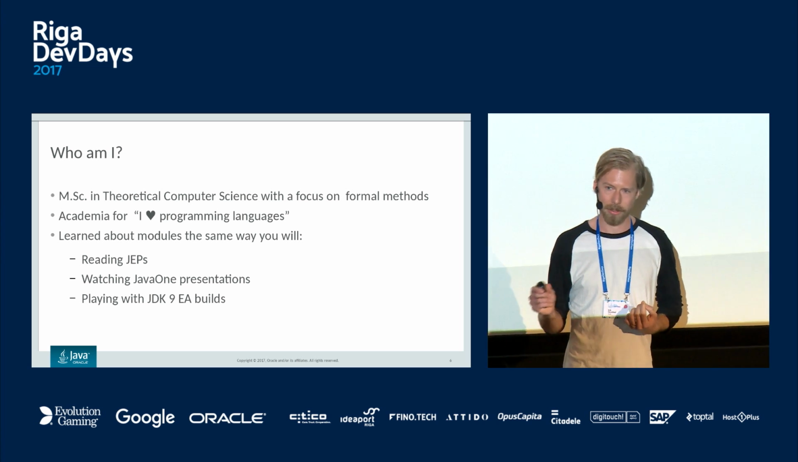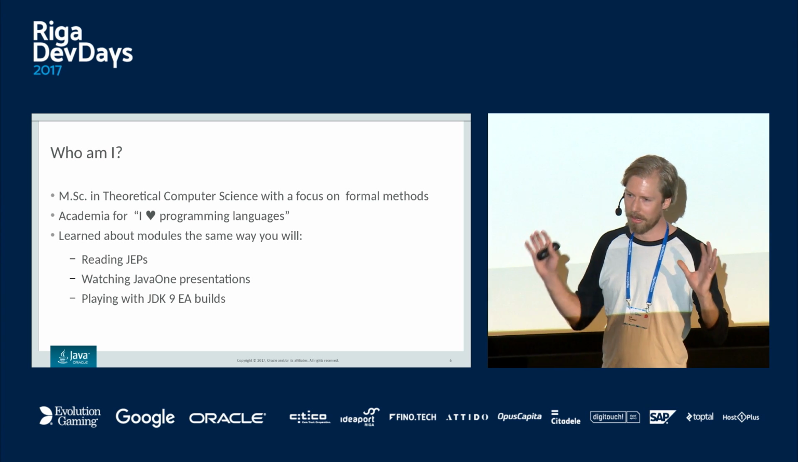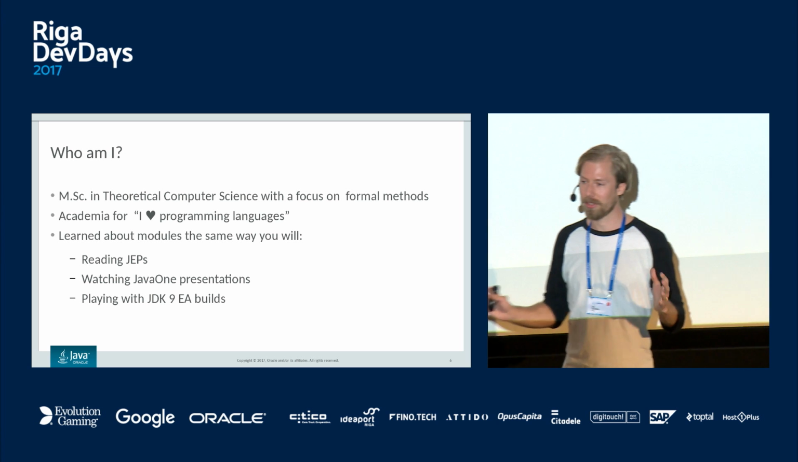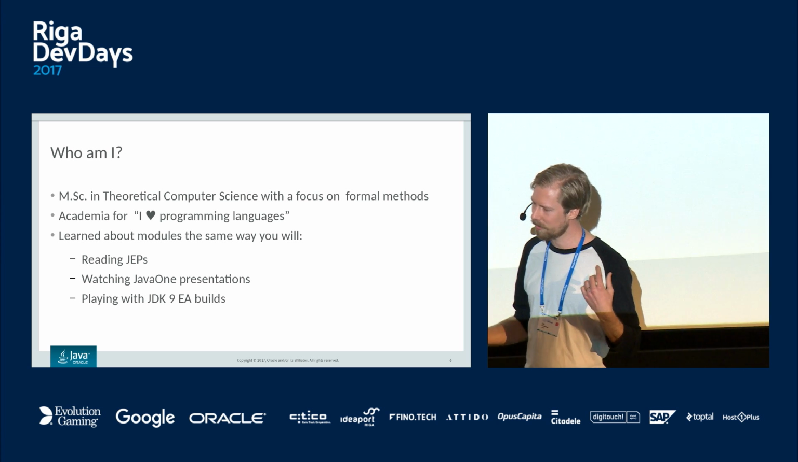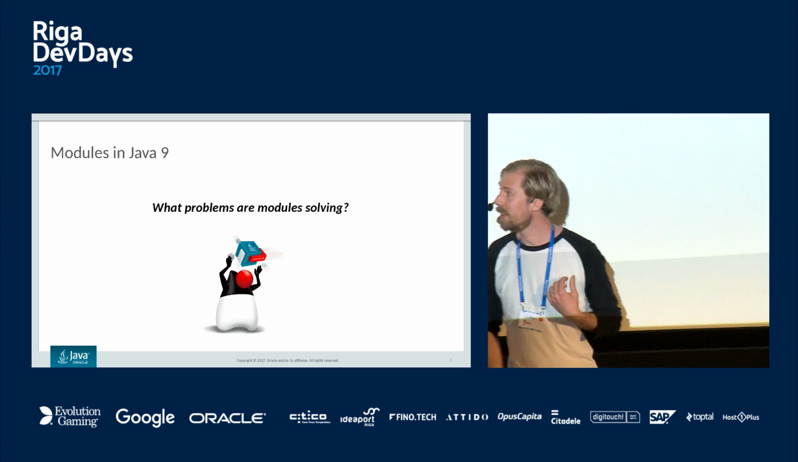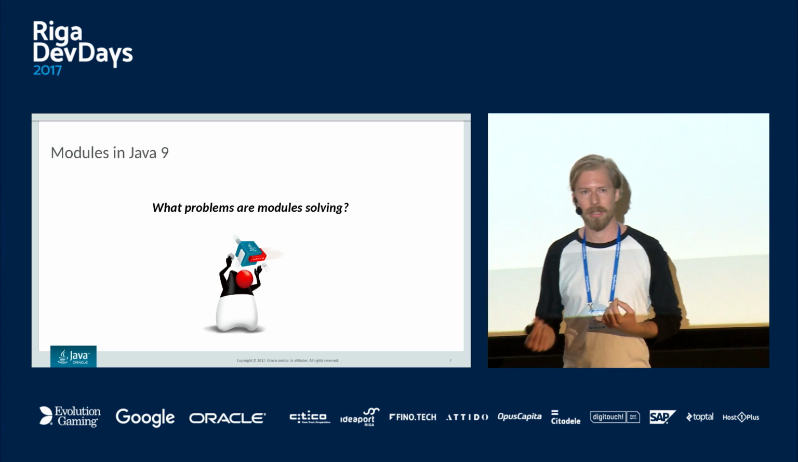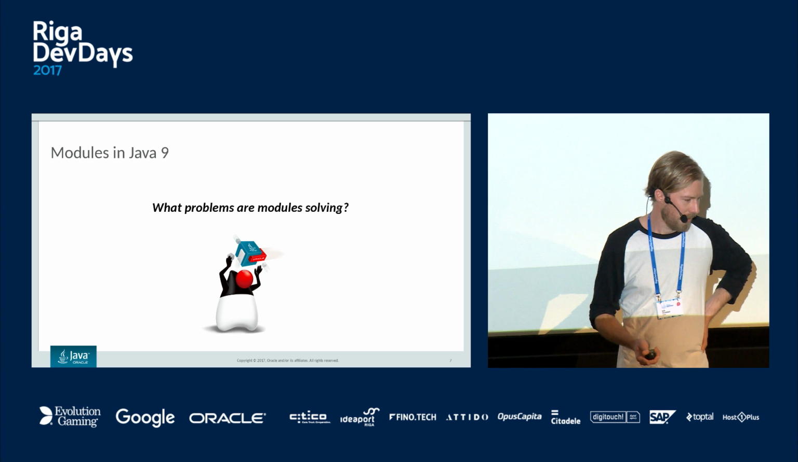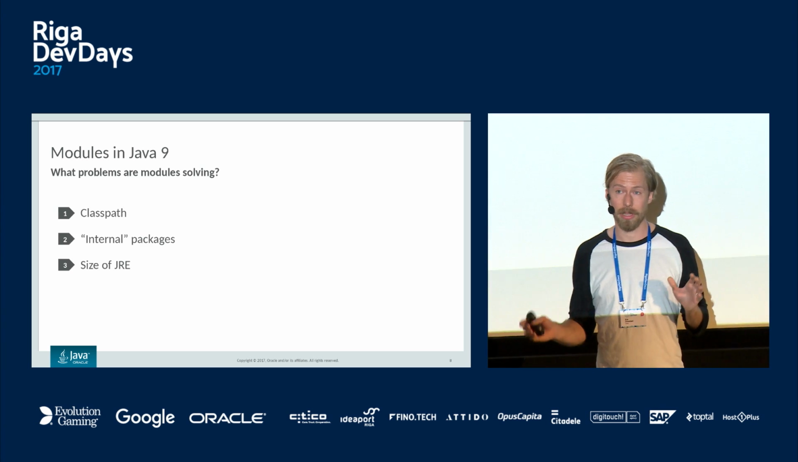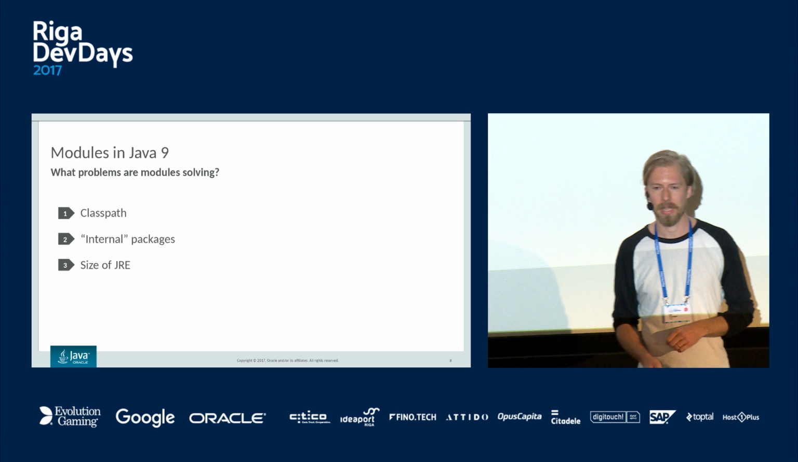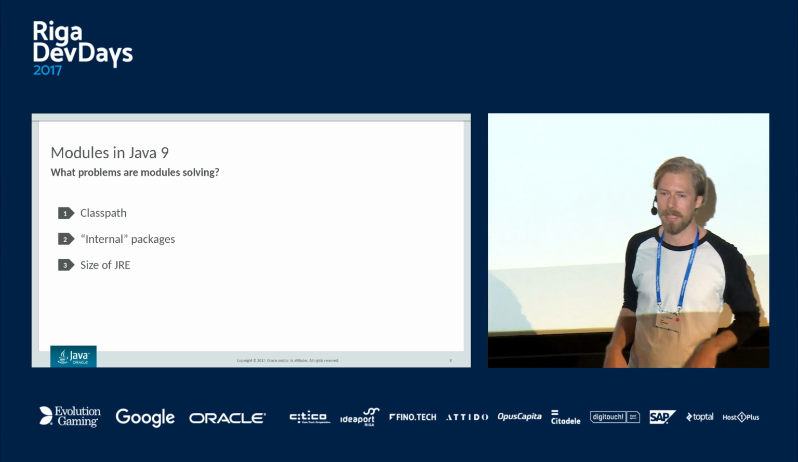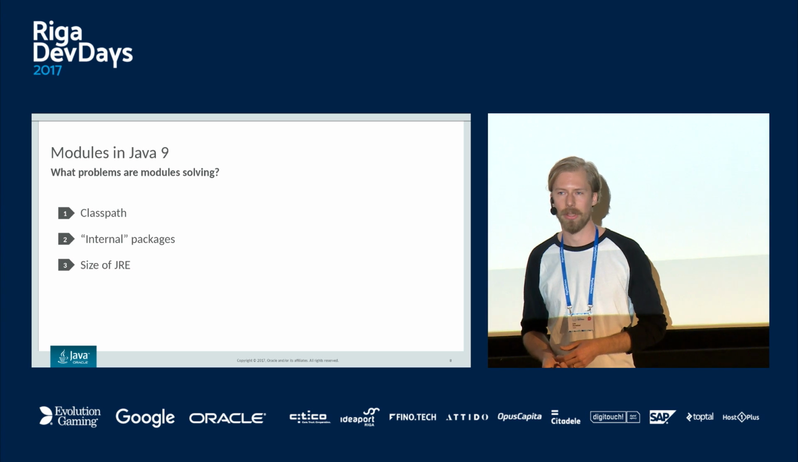So whenever someone comes up to me and tells me, look Erik, I built this shiny new big feature, the first thing I usually say is, awesome, that's great. And my second thought is, but why did you build it? So I would like to start with looking a little bit into history and what problems modules are solving. They actually solve a lot of problems, but I'm going to be focusing on 3 problems today, and that's the class path, so-called internal packages, and also the size of the JRE itself.